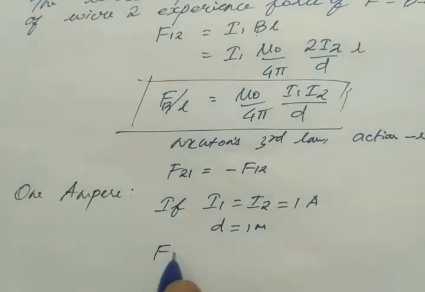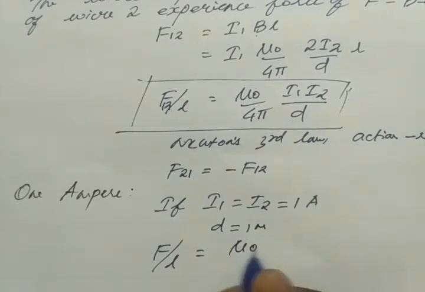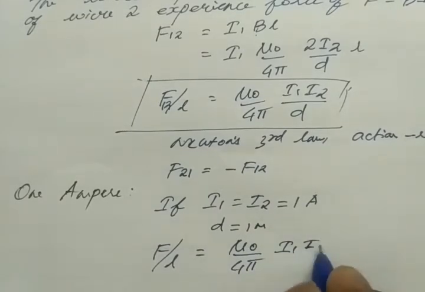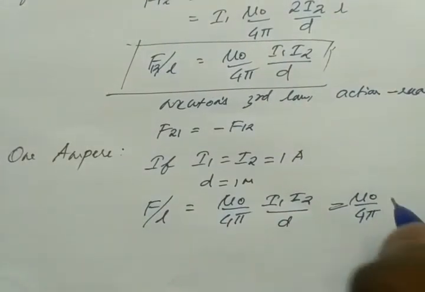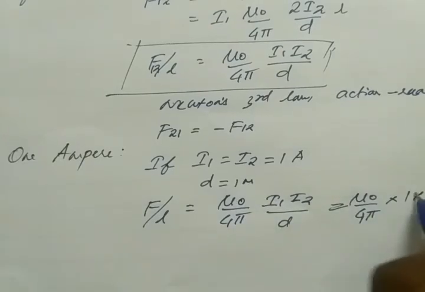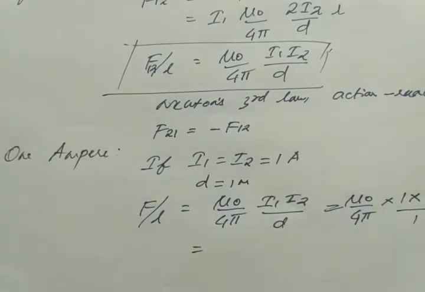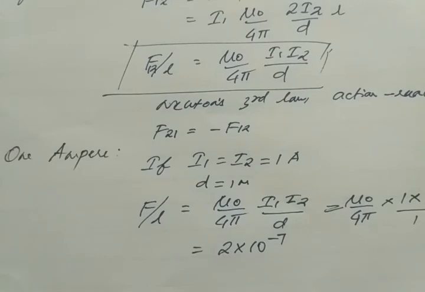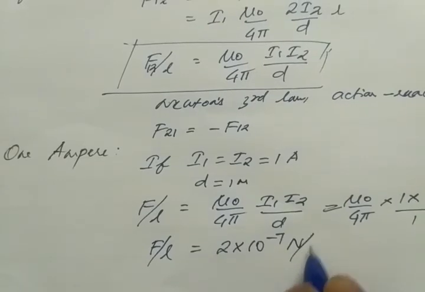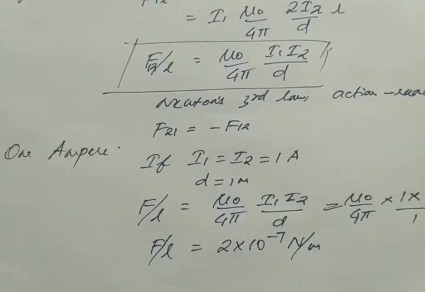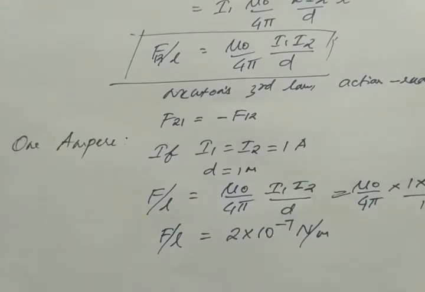Then substitute into the formula. Force per unit length equals mu naught by 4 pi, I1 I2 by d. Substitute the values: mu naught by 4 pi into I1 which is 1, I2 which is 1, d which is 1. So what will be the answer? Mu naught by 4 pi will be equal to 2 into 10 power minus 7. So it experiences a force of 2 into 10 power minus 7 Newton per meter. This is defined as 1 ampere. Clear? So we'll see some problems.